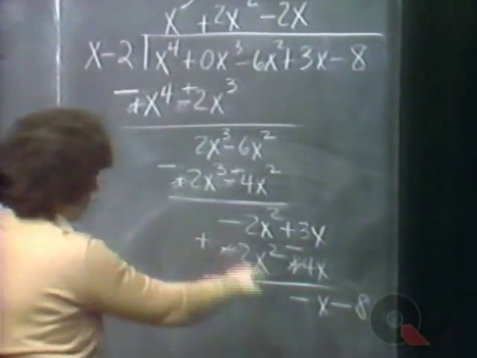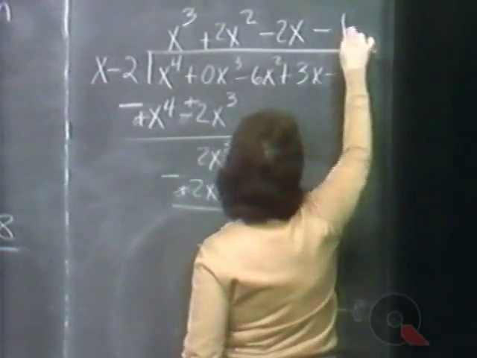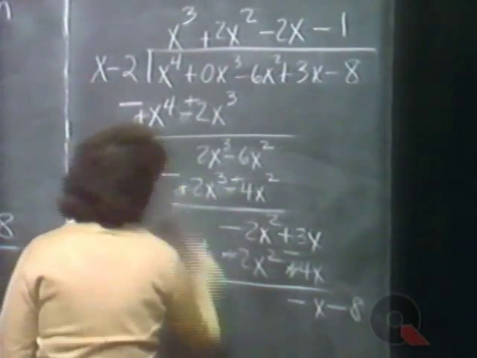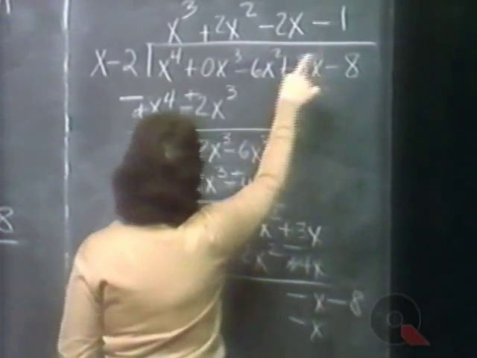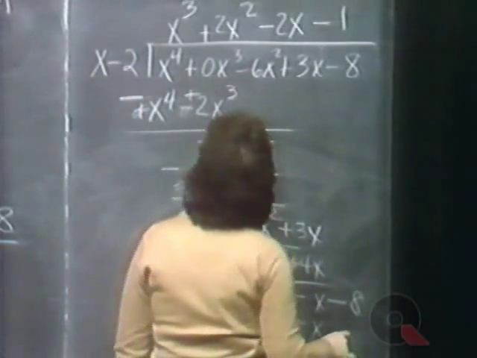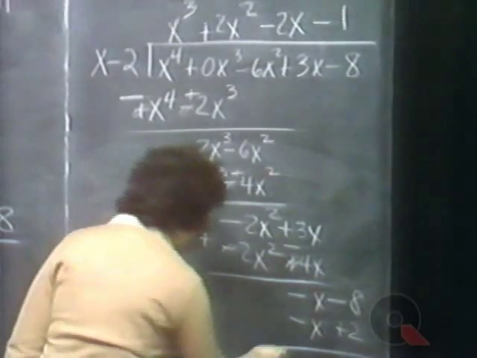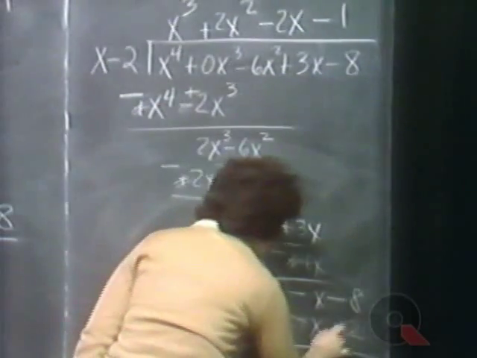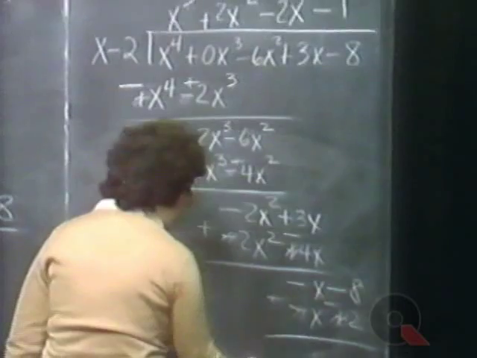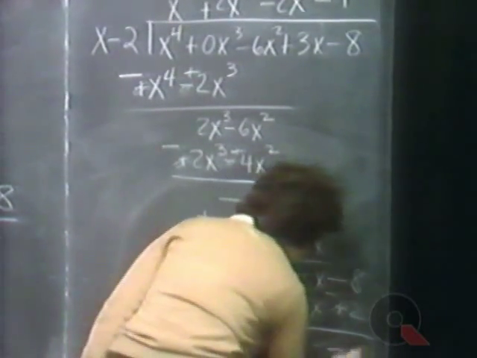How many times does x go into minus x? The answer is minus 1. Minus 1 times x gives us minus 1x. Minus 1 times minus 2 gives us plus 2. We're going to finally subtract, change the signs, and add. The x's go, we get here a remainder of minus 10.